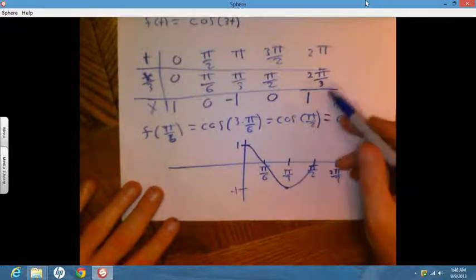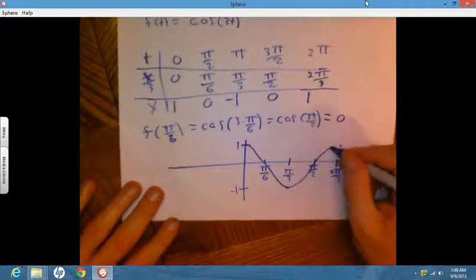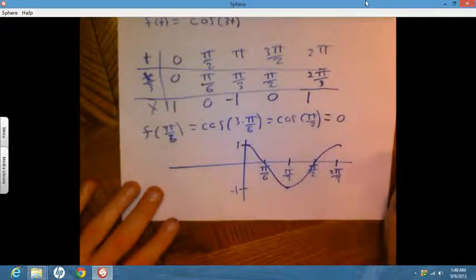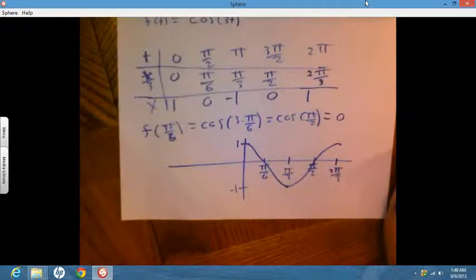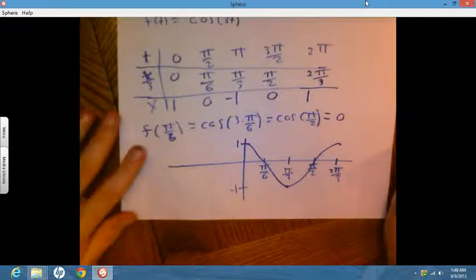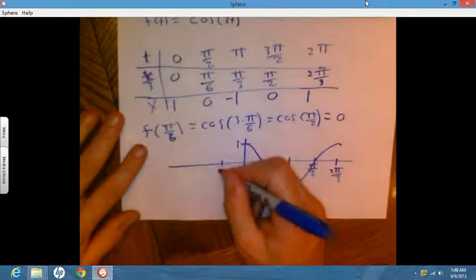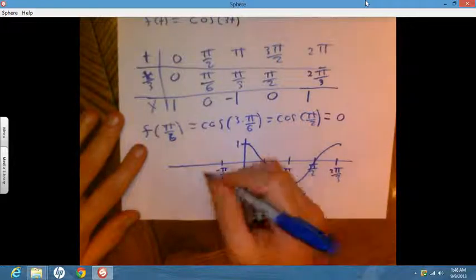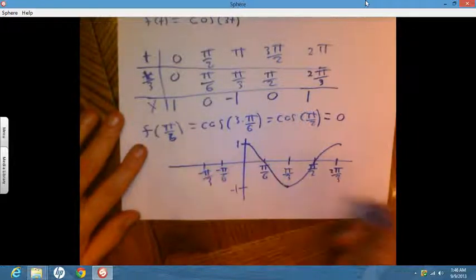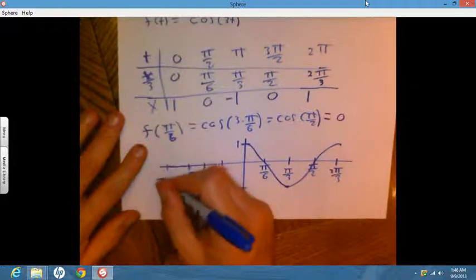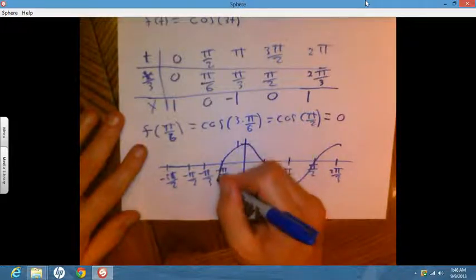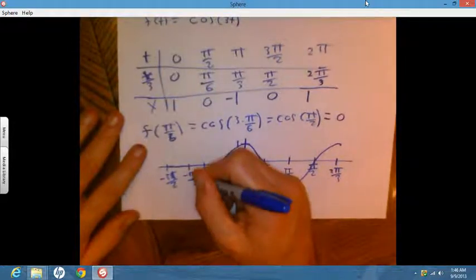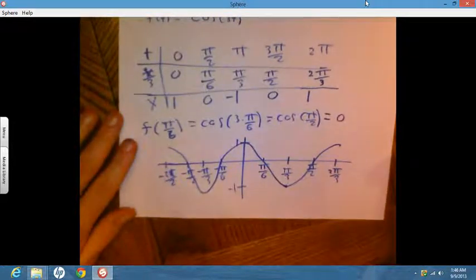Okay? And now it's still an even function. That doesn't change. Manipulating the a and b does not change the fact of being odd or even. So it's an even function, so I can go negative pi over 6, negative pi over 3, negative pi over 2, and I can do negative 3 pi over 2. And I can just come around like this. And I get my function f of t.